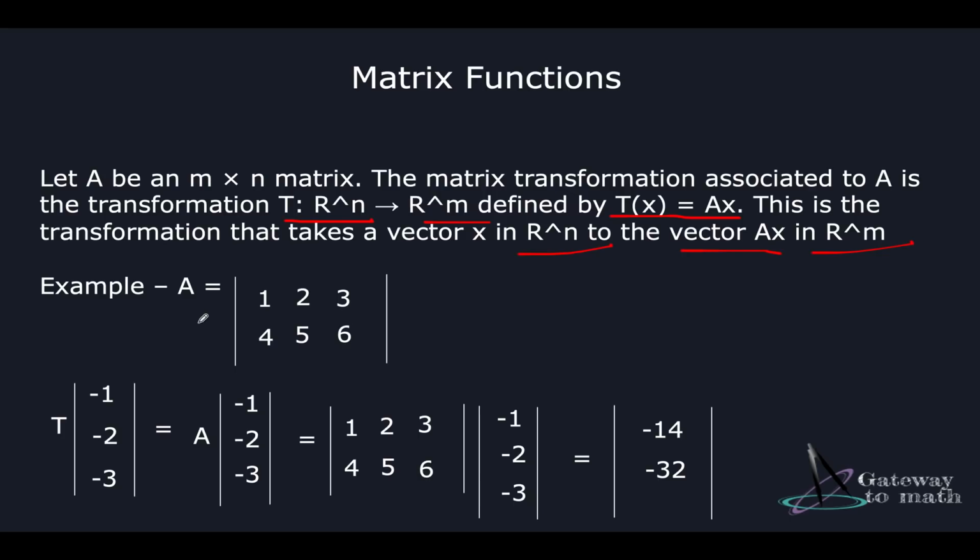Let us see how. So we have A as 1, 2, 3, 4, 5, 6, and we also have the values for the vector as -1, -2, -3.